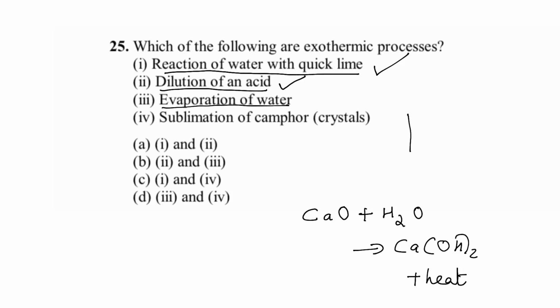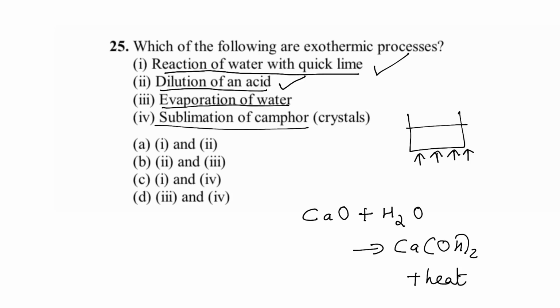Evaporation of water. Assume for understanding, you can take boiling. Okay, boiling or evaporation. For evaporation to take place, or boiling to take place, heat is supposed to be supplied. Heat is taken in so that water becomes water vapor. For that, water will absorb heat energy. Absorbing heat energy means endothermic.